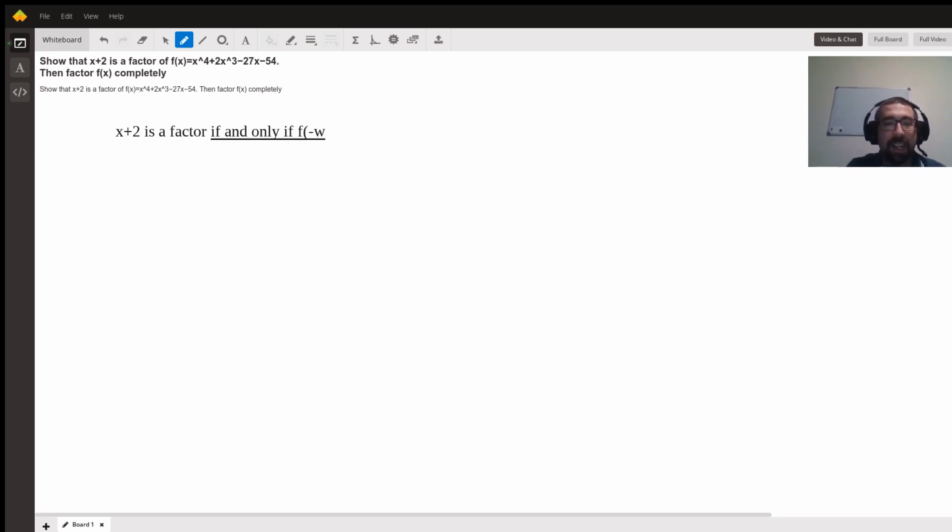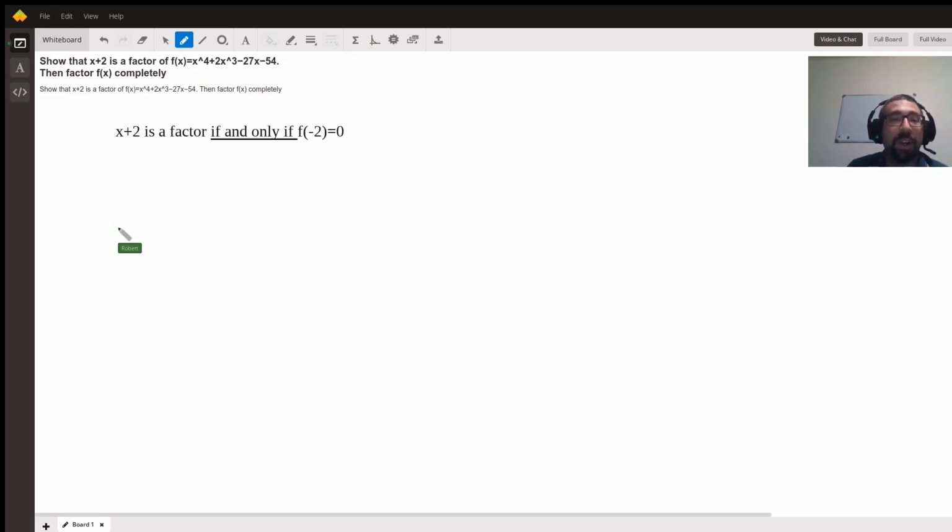f of negative 2, I think that's a 2, not a w, equals 0. So that's one thing you could do, just plug in negative 2 to f and see if it gives you 0. And it will. You could use a calculator for that if you want, but it won't really help you all that much with factoring. So the way to factor this, I think the best method is synthetic division.